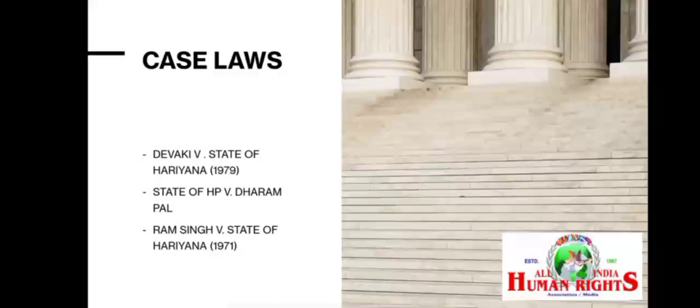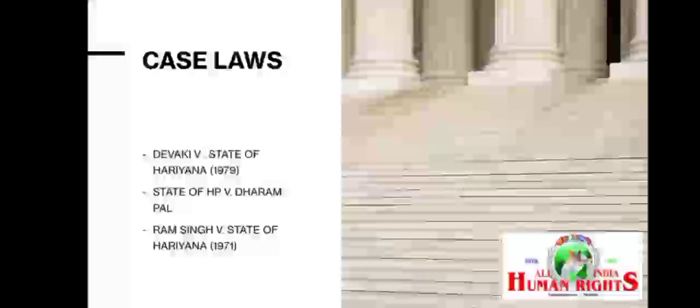The third case is Ram Singh versus State of Haryana, in 1971. In this case, the Supreme Court held that when a person is on probation, after his probation period, a report from the probationary officer is mandatory.